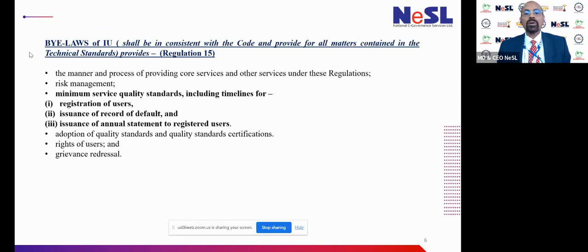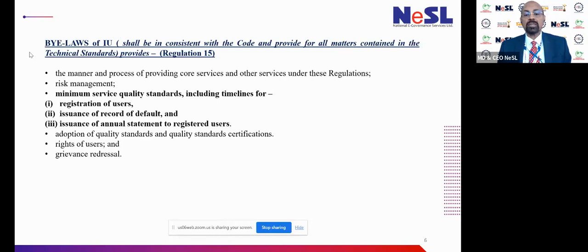Bylaws of the IU are there, and it's provided that these bylaws should be consistent with the code and provide for all matters pertaining to the technical standards. The bylaws provide for the manner and process of providing core services and other services under these regulations. Risk management is extremely important because we have substantial data with us.